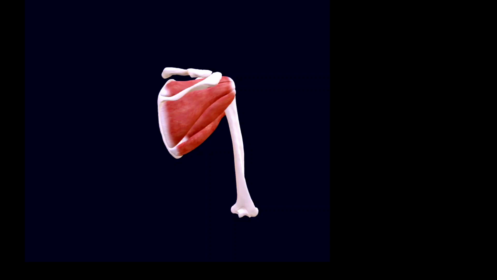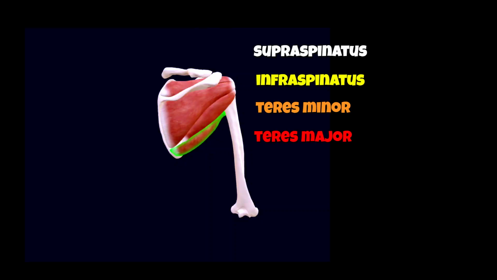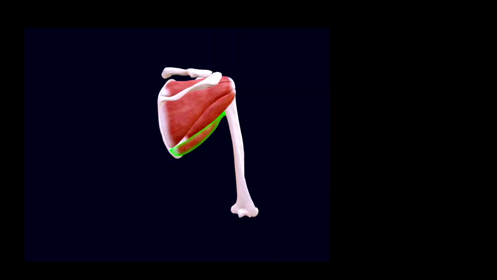Hey everyone, welcome back. In our last video, we explored the four key muscles of the posterior scapular region: supraspinatus, infraspinatus, teres minor, and teres major. But today we're unlocking something even more interesting: the gateways of this region. Think of them as the anatomical doorways that allow nerves and arteries to travel between the neck, axilla, and arm.